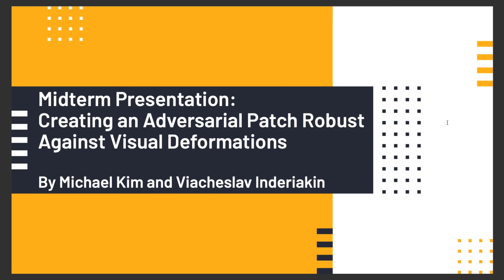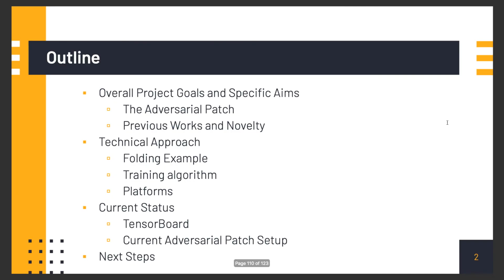All right, hi guys, my name is Michael. My name is Vyacheslav. And our project is on creating an adversarial patch robust against visual deformations. This is a quick outline of what we're going to go over. We'll cover our overall project goals and specific aims, a quick introduction to the adversarial patch, previous works, and the novelty of our project.